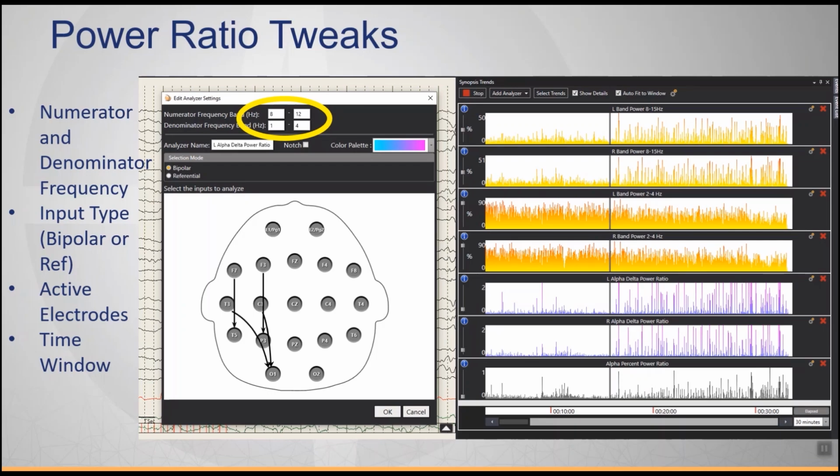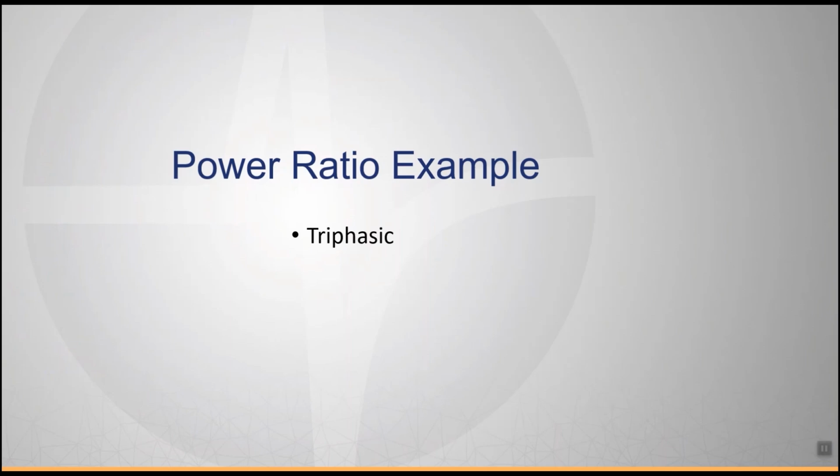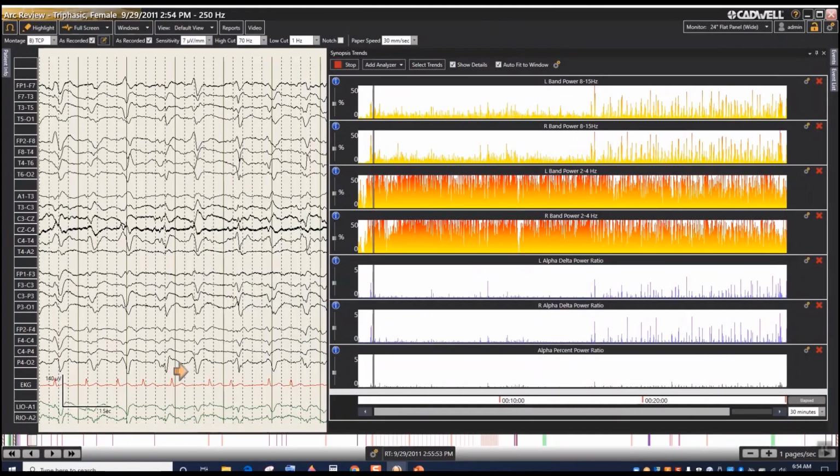You could do the alpha beta ratio, comparing alpha and beta to delta and theta. You could compare beta to delta, beta to theta, et cetera, et cetera. Or you can choose numbers that are not necessarily our discrete frequency bands of delta, theta, alpha, and beta. You determine which electrodes are going to be included in the analysis, and the analysis time are the important parts. Again, I don't have a good vasospasm example, so I'm going to show you some triphasic waves. And this study, although it is not what alpha delta ratio would normally be used for, is interesting nonetheless.